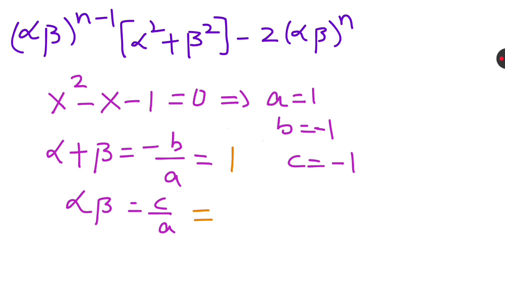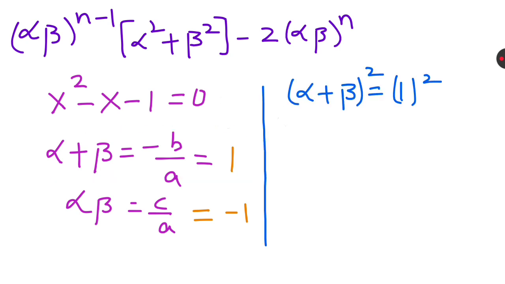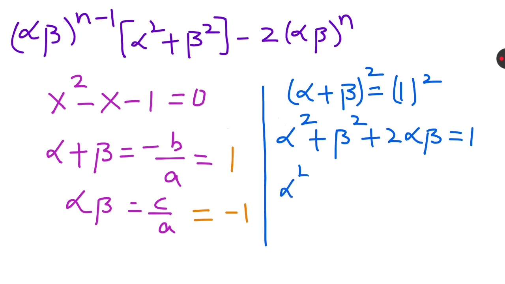Then the product of the roots, which is c over a. The c value is minus 1 over the a value 1, so that is only minus 1. We know the sum of the roots is plus 1. If we square both sides, then we are going to get alpha power 2 plus beta power 2 plus 2 alpha beta, that is equal to 1. From here, alpha power 2 plus beta power 2 is equal to 1 minus 2 alpha beta, isn't it?